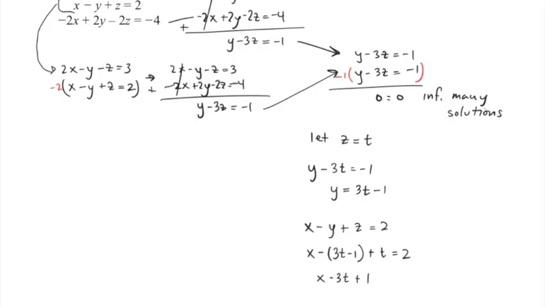Now I'm going to get rid of the parenthesis by distributing this negative sign. And now we're solving, I'm going to solve for x, so I need to get all of these terms on the other side of the equal sign. Negative 2t just came from combining the like terms, negative 3t plus t.